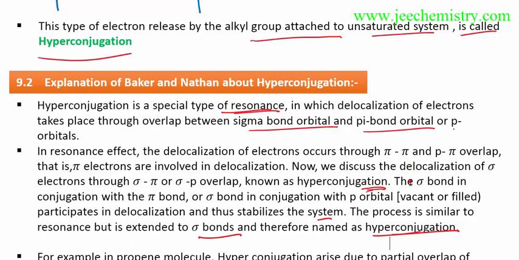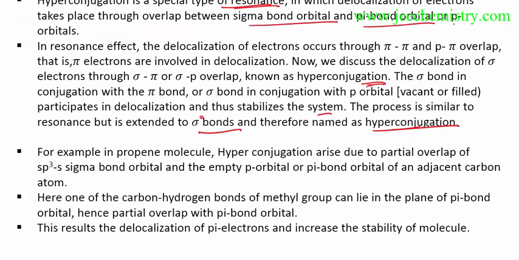This is similar to resonance. Resonance also delocalizes electrons, pi electrons are delocalized and stabilize the compounds, and in hyperconjugation also delocalization is taking place, but sigma bond electrons are involved in the delocalization. I will explain all these things in the diagram.